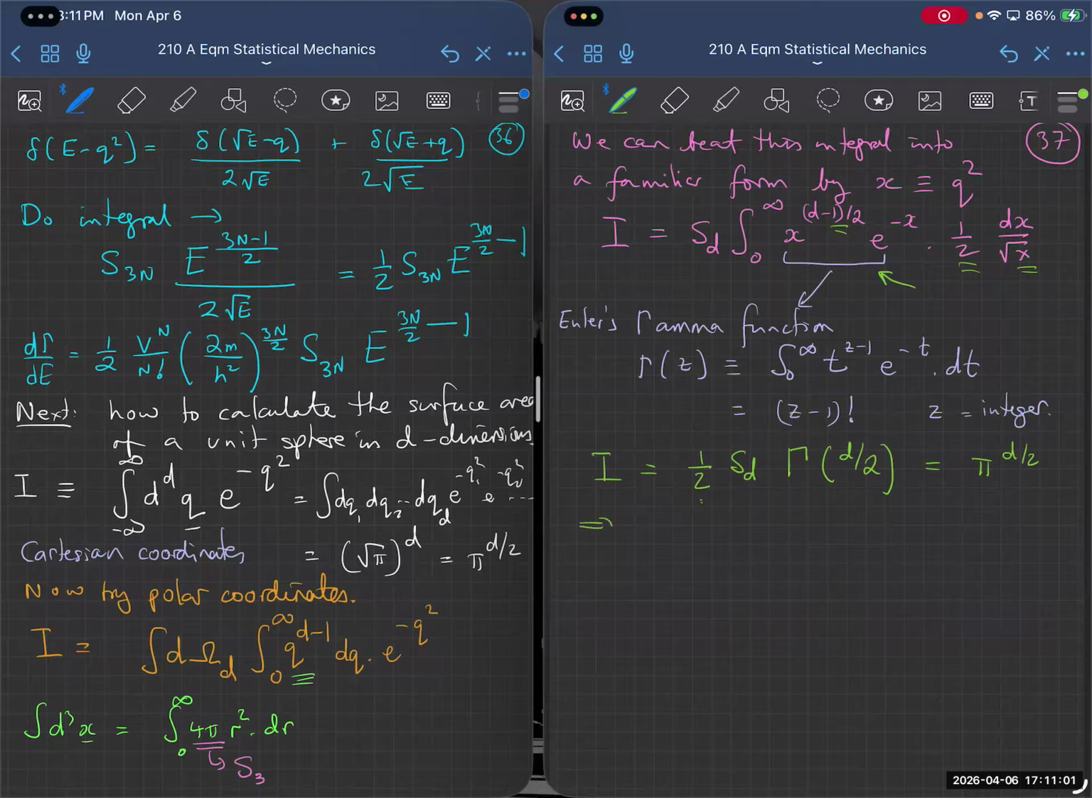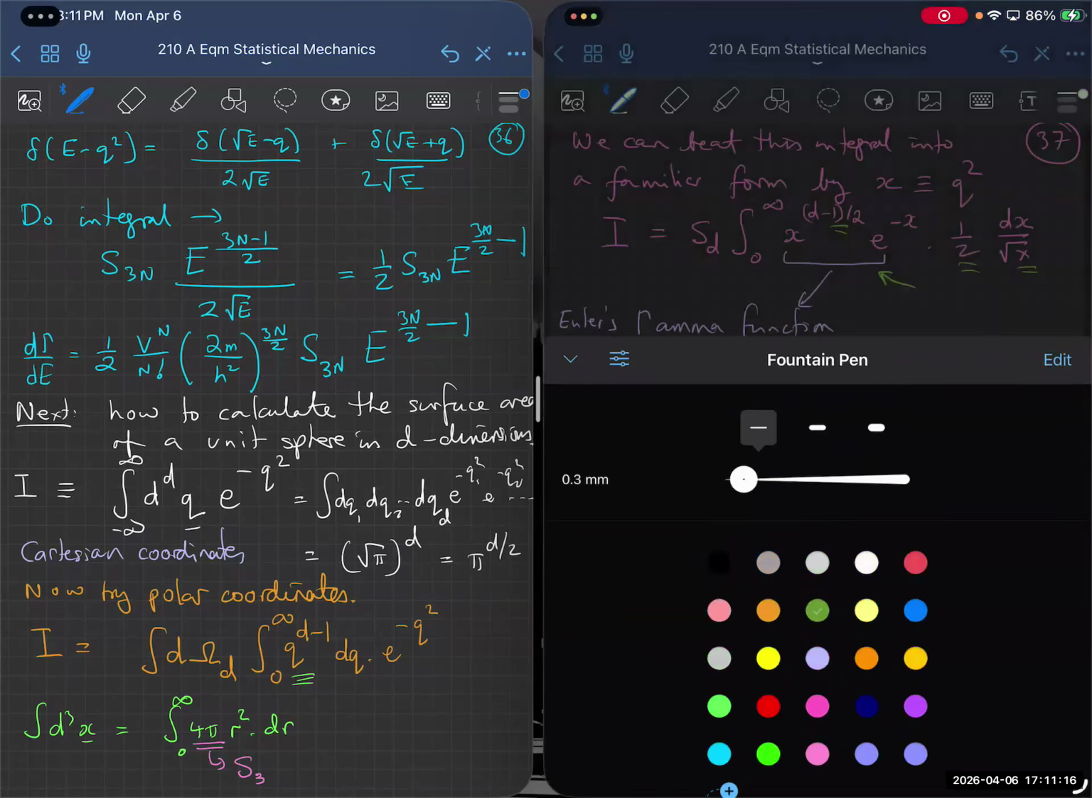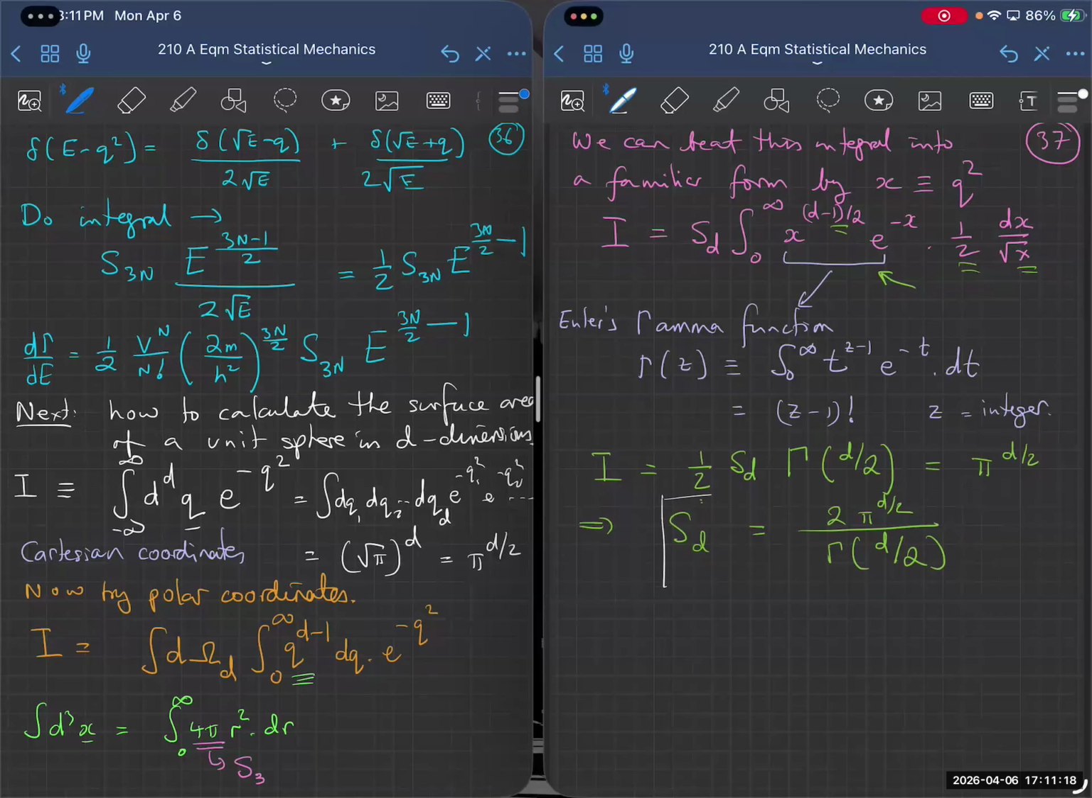And so therefore, the surface area of a d-dimensional unit sphere is 2 pi to the d over 2 divided by the Euler gamma function of d over 2. And that's a number that you can evaluate now in d dimensions.